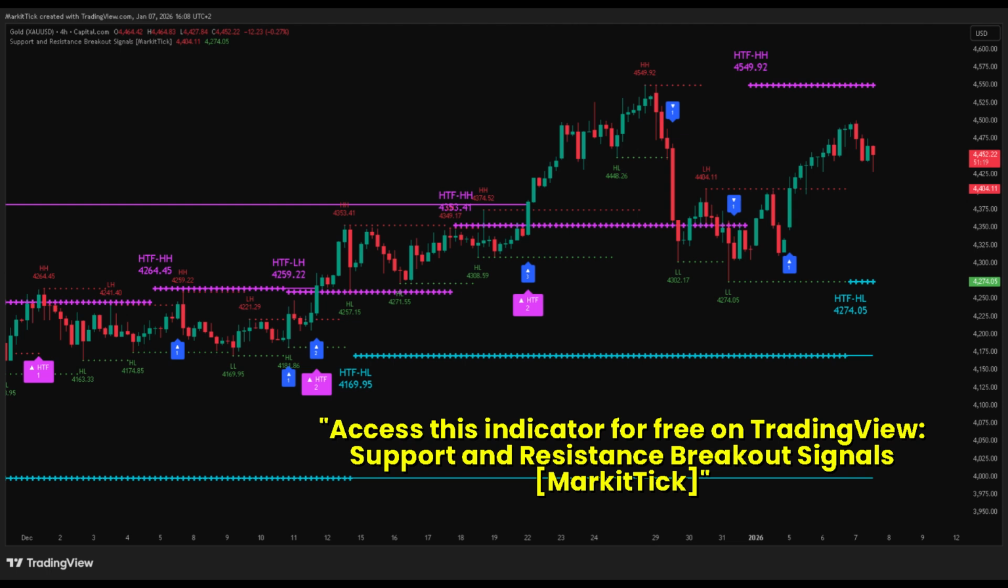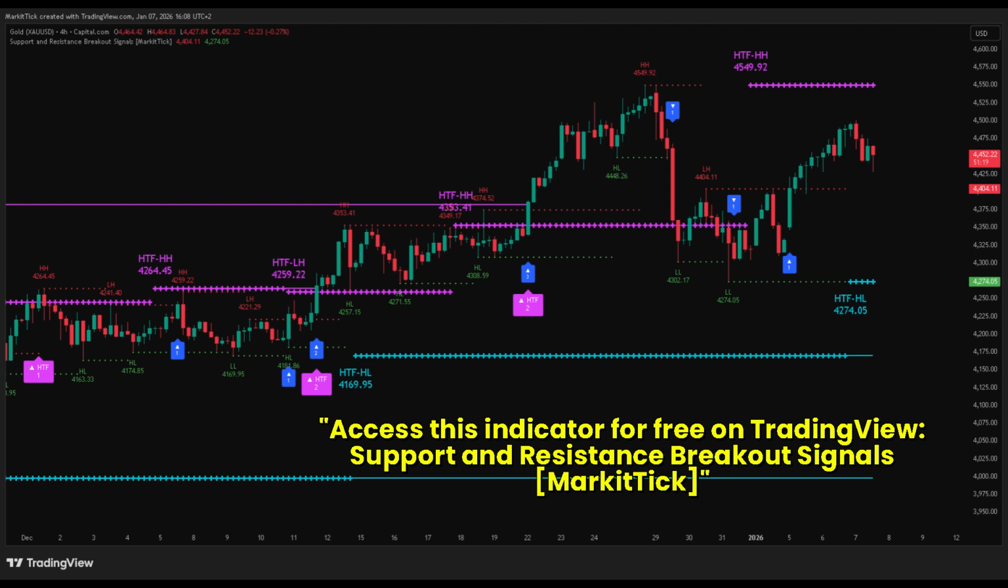Originality and utility. While many indicators draw static pivot points, this tool distinguishes itself through state management. It treats support and resistance not just as historical markers, but as active zones that evolve. Dynamic level management: instead of flooding the chart with infinite lines, the script uses arrays to store a specific number of recent levels. As price action progresses, invalid or broken levels are removed or updated, keeping the analysis focused on current relevance.